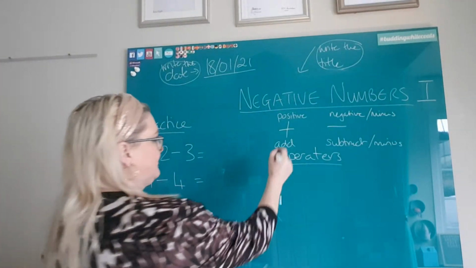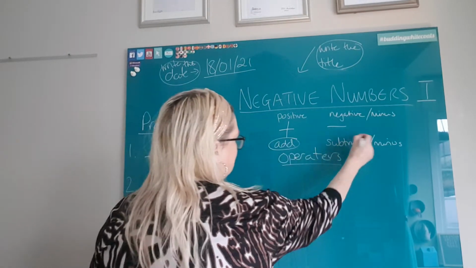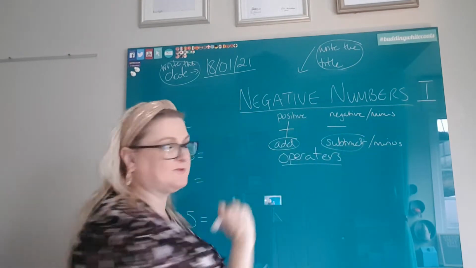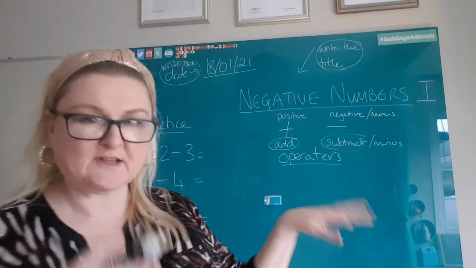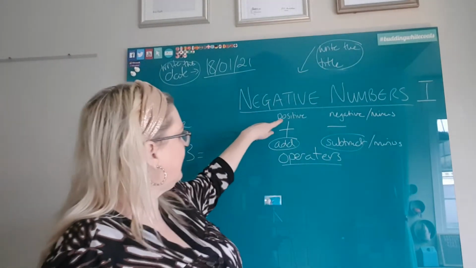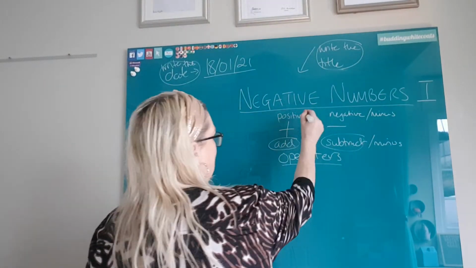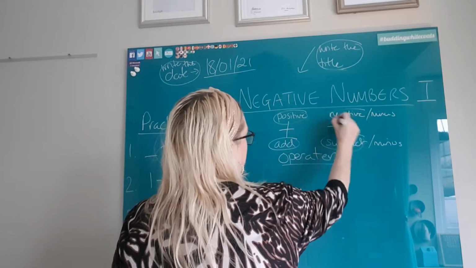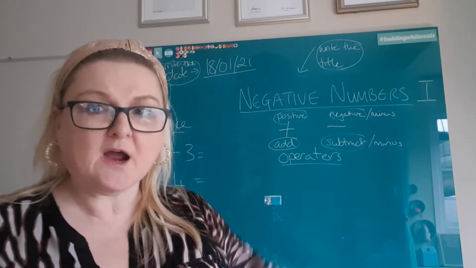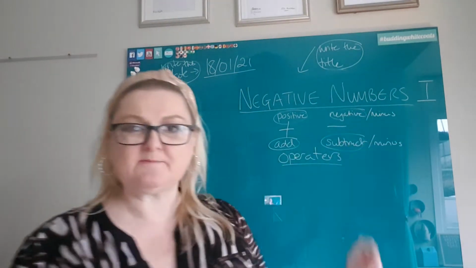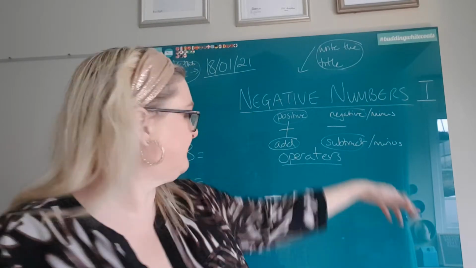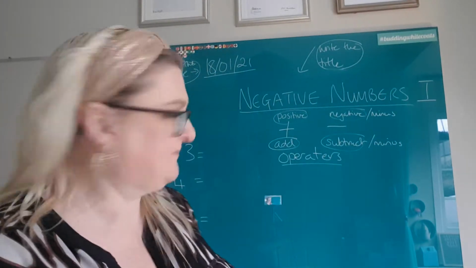So what I'm going to do is stick to these operators, these words: add and subtract, okay? Because these are the classic operators. And when I'm talking about the numbers, I'm going to use the words positive and negative, okay? And I'm going to avoid using minus, because that is used for both and it's too confusing.